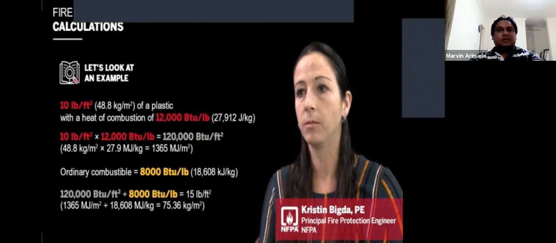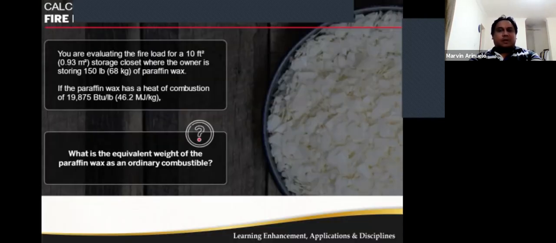Okay, so the calculation is relatively simple, and this is the case study. Let's walk through a calculation together. You are evaluating the fire load for a 10 square foot storage closet where the owner is storing 150 pounds of paraffin wax. If the paraffin wax has a heat of combustion of 19,875 BTU per pound, what is the equivalent weight of the paraffin wax as an ordinary combustible?